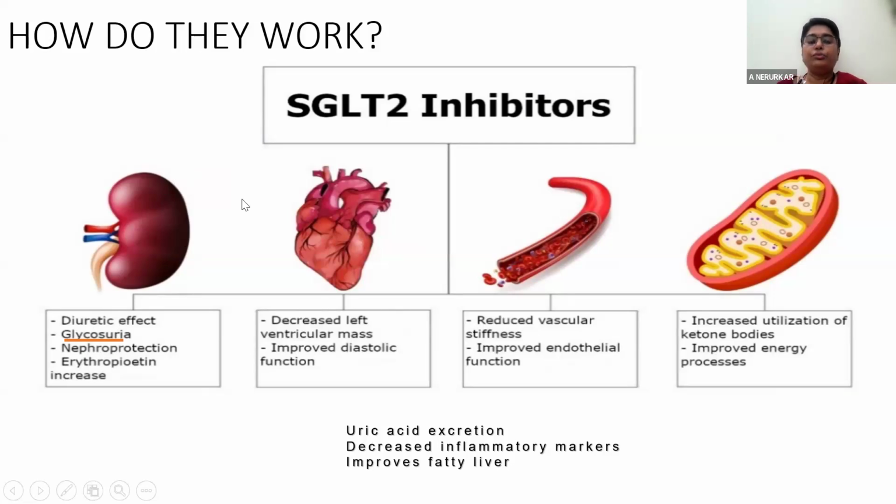Another side effect which they have now exploited for its good effect is the effect on the heart. So with this diuretic effect, there is a slight reduction in the systolic and diastolic blood pressure. It improves the heart remodeling. It improves the diastolic function. On the blood vessels, it reduces the vascular stiffness and improves the endothelial function. Because of these two results, the heart functioning is improved and therefore it is of use in patients who have heart failure. It also increases the ketogenesis and decreases the inflammatory markers. It improves the fatty liver and it also improves the uric acid excretion.